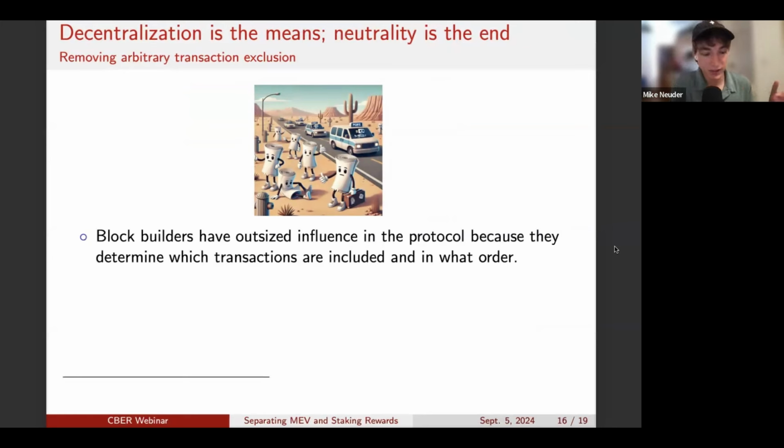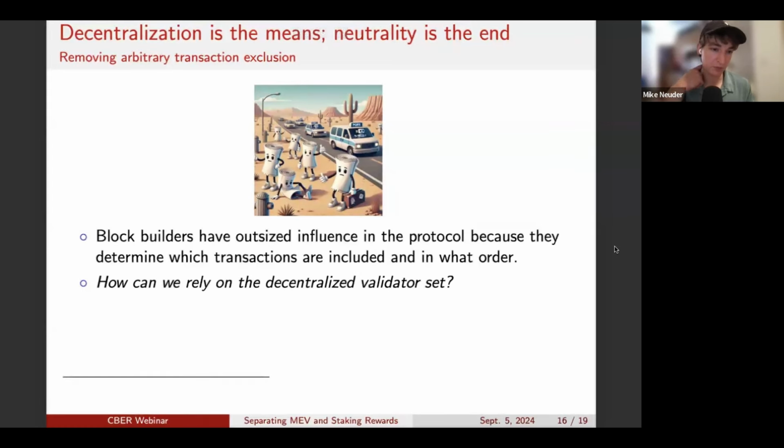So as we showed at the beginning, 90% of Ethereum blocks go through this MEV boost thing, which means they're built by a small subset of block builders. And these block builders have an outsized influence in the protocol because they basically have total arbitrary discretion over which transactions they include and in what order. So the fundamental question here is: okay, we have this decentralized validator set, but they're giving all this power to the builders. And in particular, they're giving the builders the ability to exclude transactions. How can we bring back some of that agency to the validator set and allow them to express some preferences over the transactions that do get included?